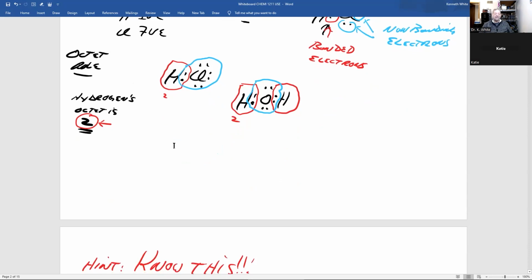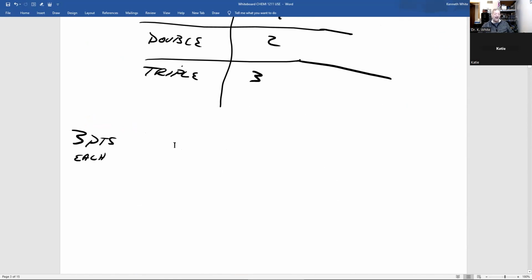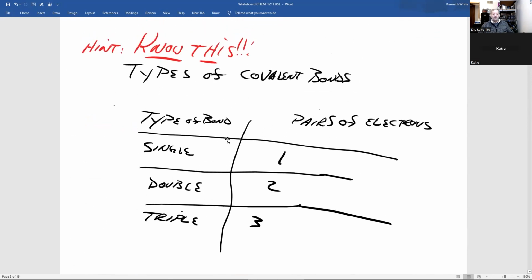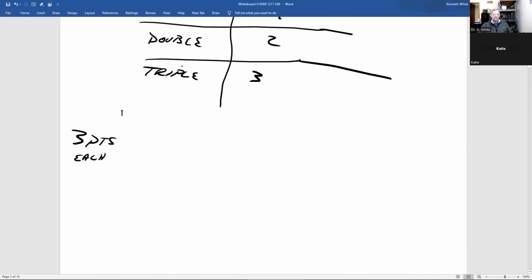So remember the octet rule. All right, let's go back. Remember, 1 pair of electrons being shared, single bond. 2 pair, double bond. 3 pair, triple bond.